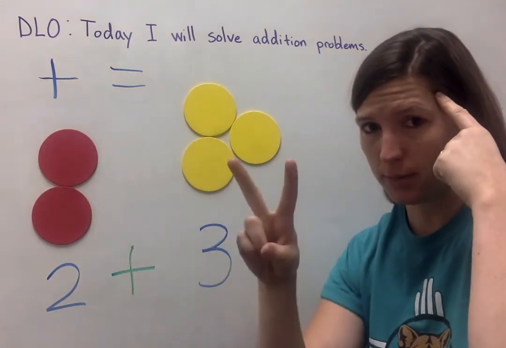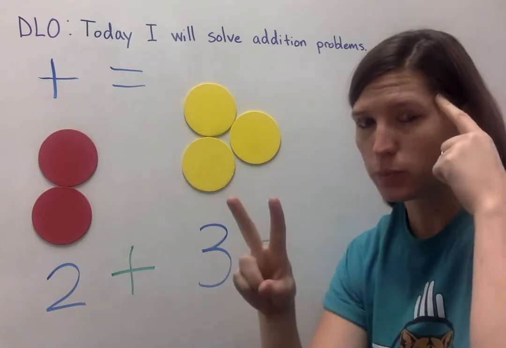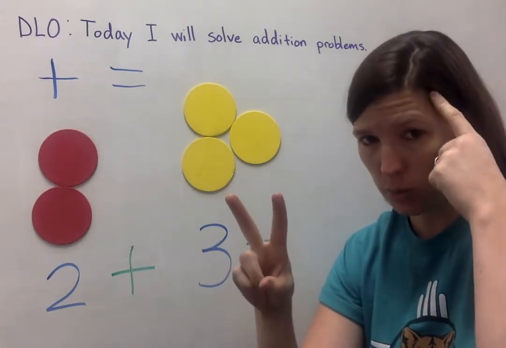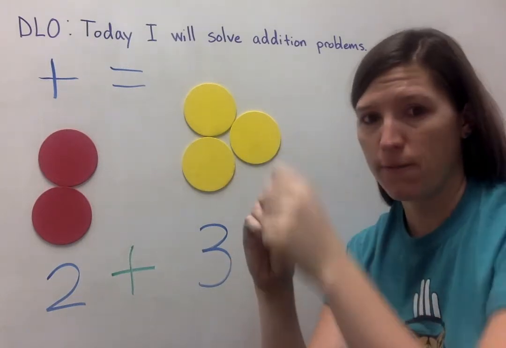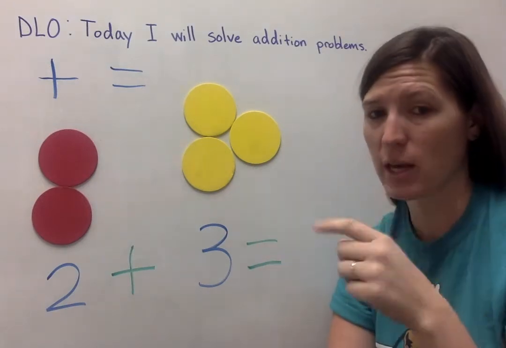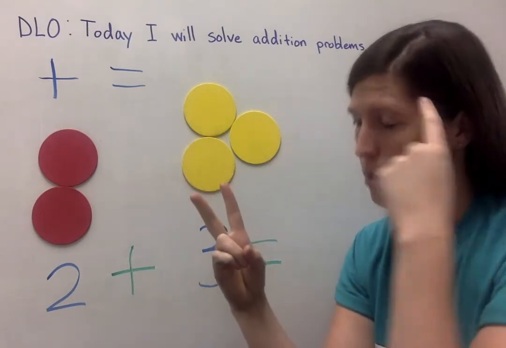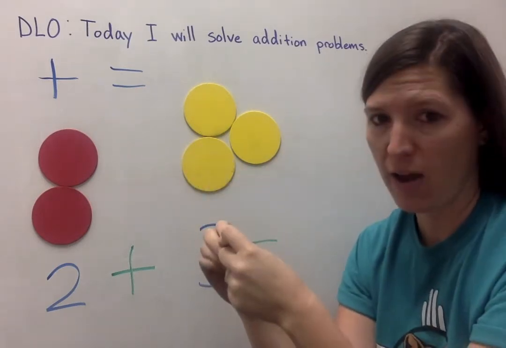Put 2 in your hand. Say 3, point to your brain. 2. Let's count up. Watch me. 3, 4, 5. What's my sum? 5. Let's do it one more time. Put 3 in your head, 2 in your hand. Let's count up. 3, 4, 5.